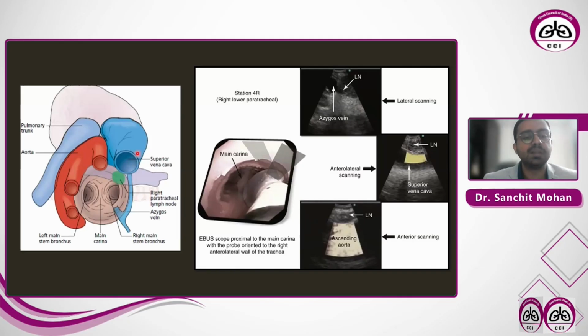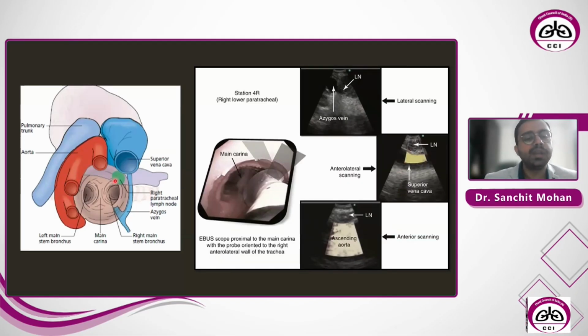So what do you see, the vessel above? This is the superior vena cava. So this is the anterolateral screening. This is the lymph node. This is the superior vena cava. And here you can see a structure. It is actually the azygous vein, which will further go and drain into the SVC.